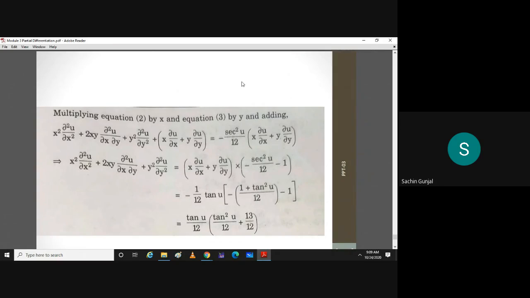Now this is the end of partial differentiation. Let us quickly take your doubts in this module, and then we'll go to the last module, module number 4. Our target is to complete by 10th of November.